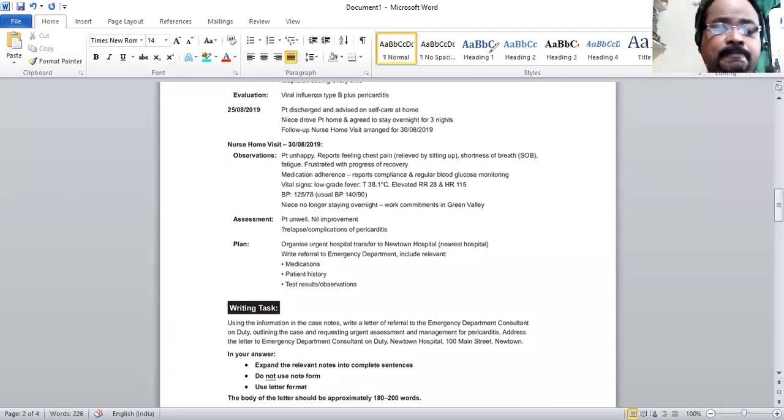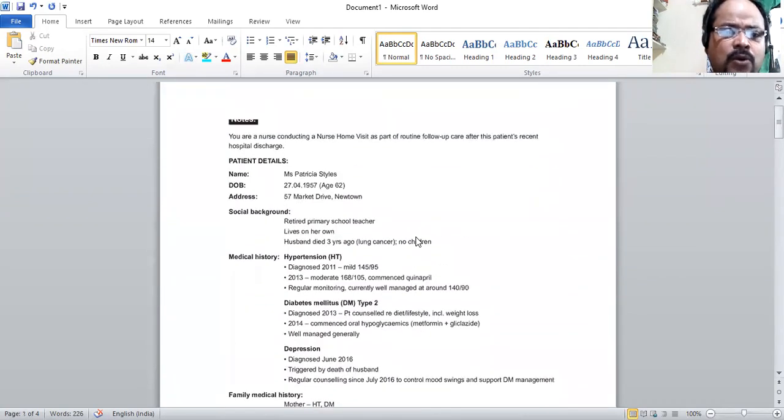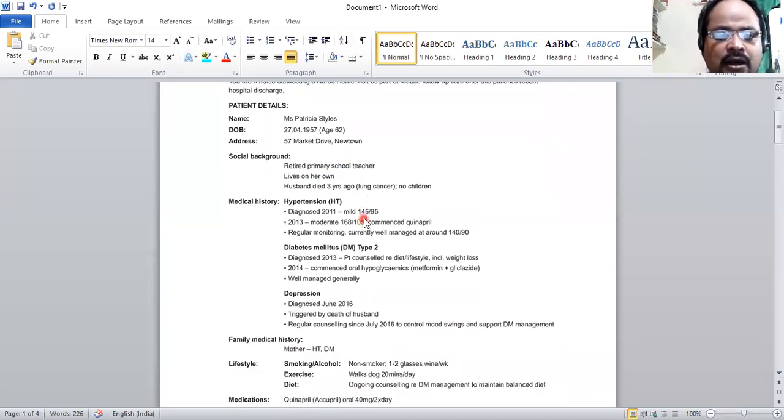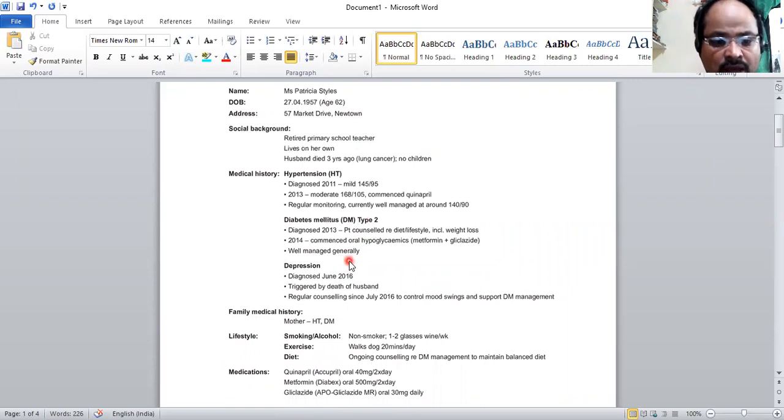So let's go ahead with the condition once again. We do have the name, Miss Patricia Stiles. Now we have her age here and her address is there. I don't want the social background here because it's an emergency letter, but I need the medical history: the history of hypertension, diabetes mellitus, and depression, because this is outlining the condition.